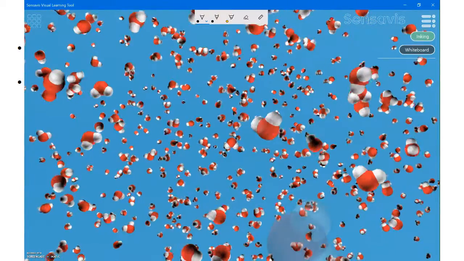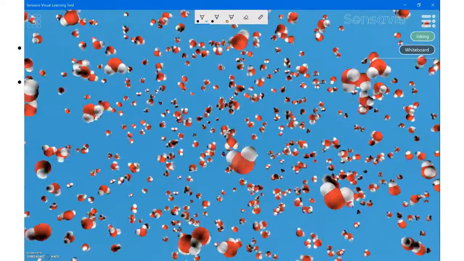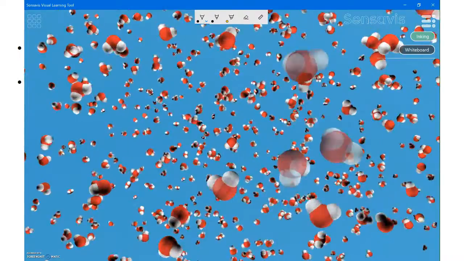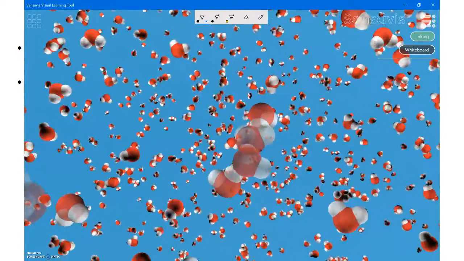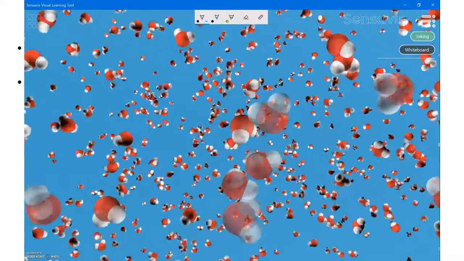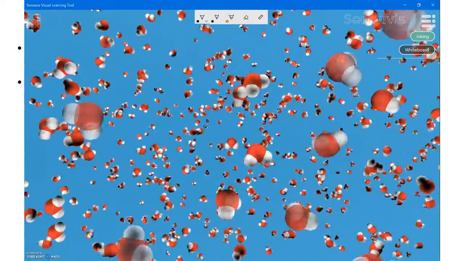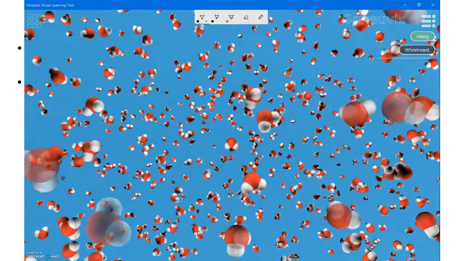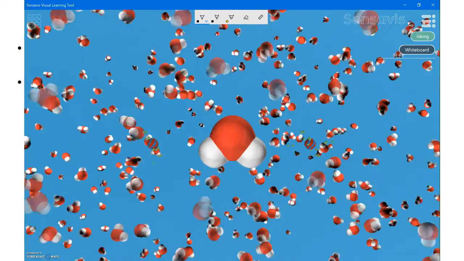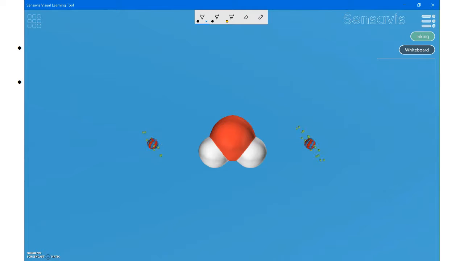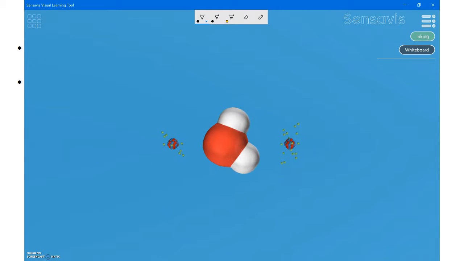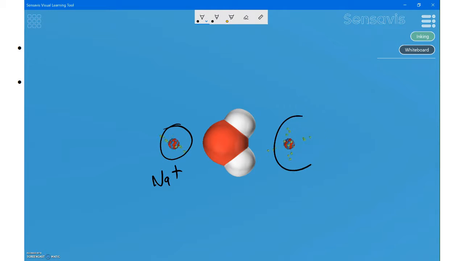So if we look at water in a conical flask, for example, this is what it would look like molecularly if we went down into the solution of pure water. You'd see a whole range of water molecules floating around in three-dimensional space. But then, what would happen if we added some sodium chloride? Well, here we have the sodium ion, Na+, and a chloride ion, Cl-.